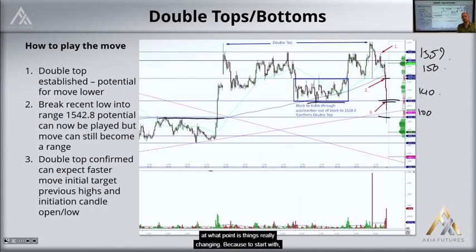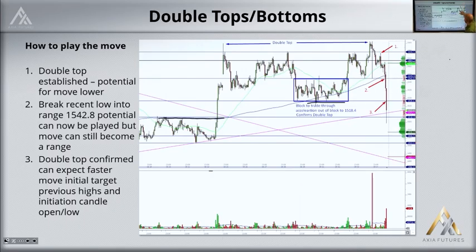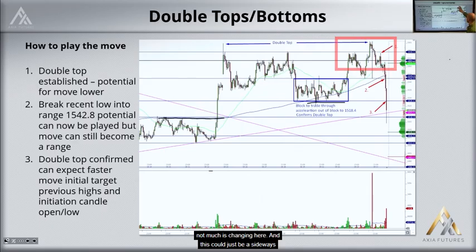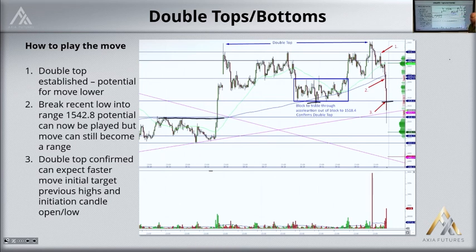At what point is things really changing? Because to start with, not much is changing here, and this could just be a sideways range formed here. Once you break into zone 2, now things are starting to change. People who have played on this move are now looking in trouble if they've been buying. Move can accelerate. Now at point 3, everybody up here who's been long, buying for a continuation, is now stuck. And this is where you can get that additional sell, coupled with those who are technically playing the correct double top and start to sell on the break here.